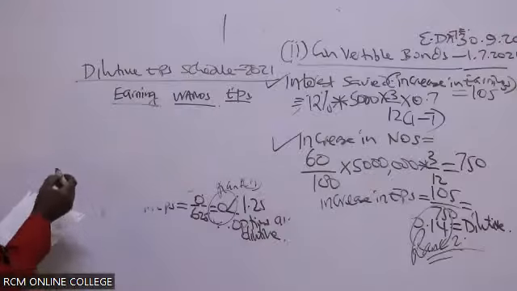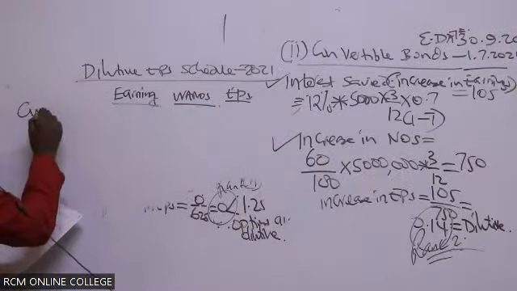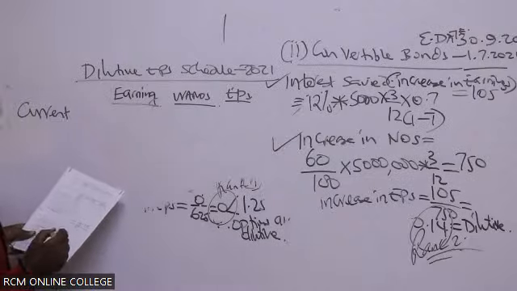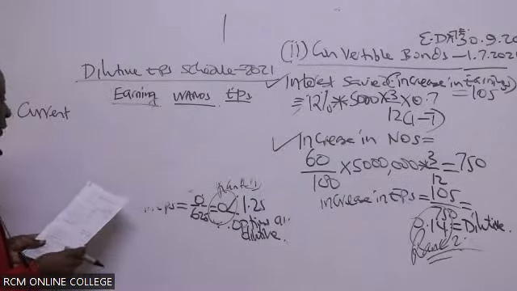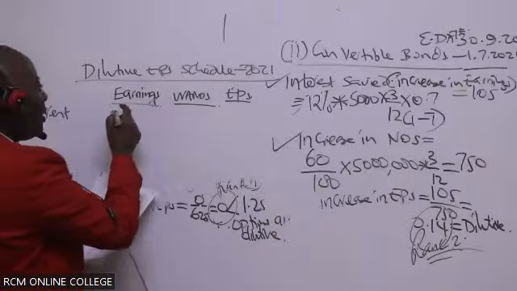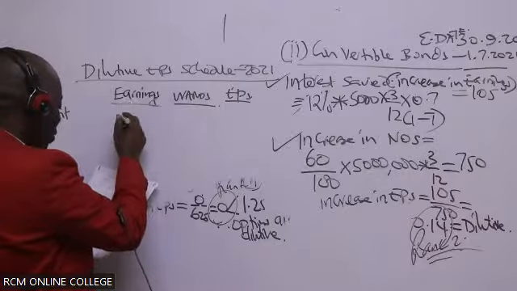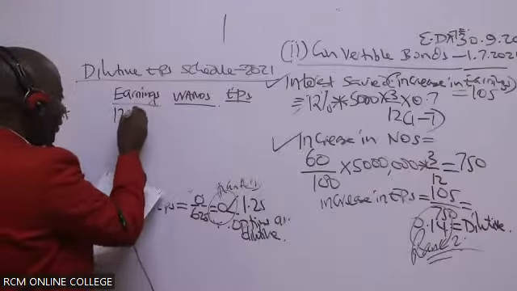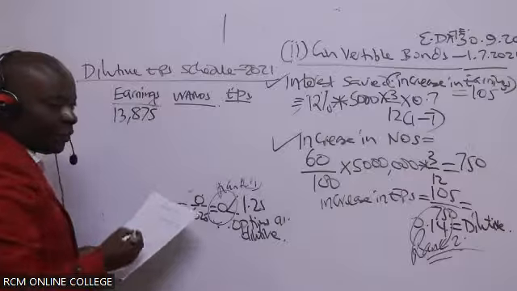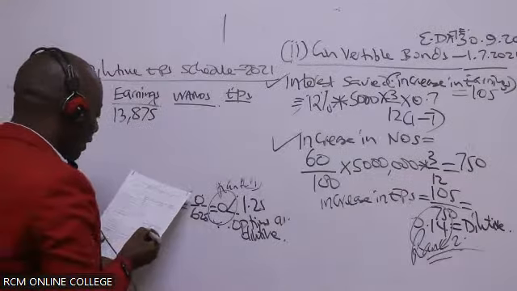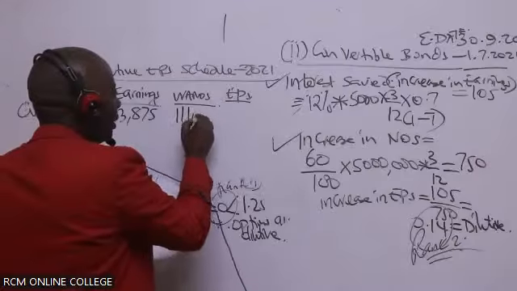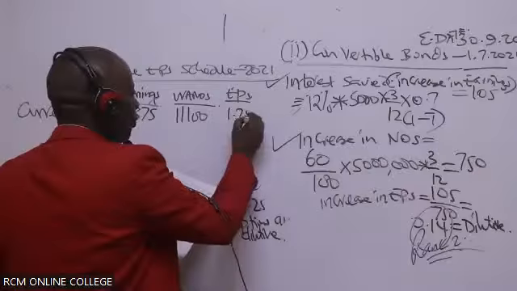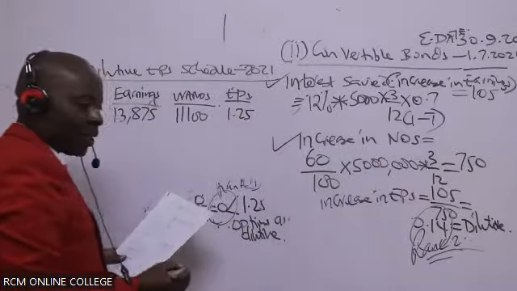So we start with the current state. At the end of 2021, what figures do we have? If I remember, the earnings in 2021 were 13,875. And the one-offs in this case were 11,100. And the EPS, ladies and gentlemen, was it 1.25?